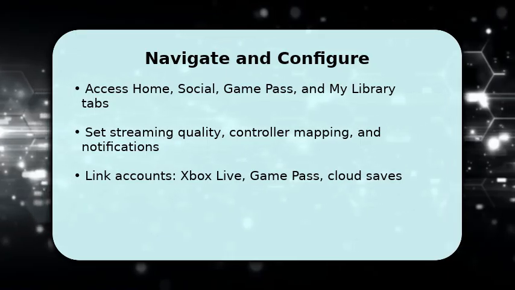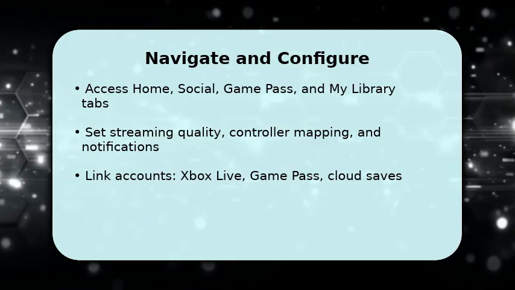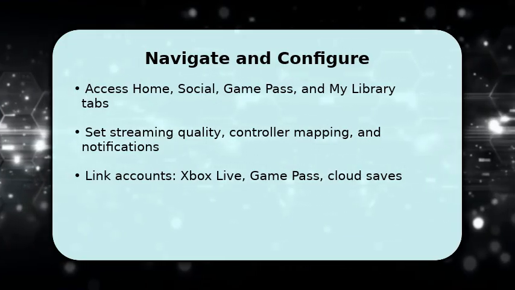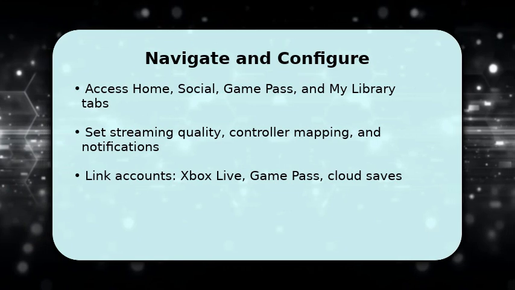Connect cloud saves and link social accounts to see friends and parties. Once done, personalize notifications to avoid interruptions during gameplay. These steps make sure your games and friends are set up, and you're ready to play or stream.